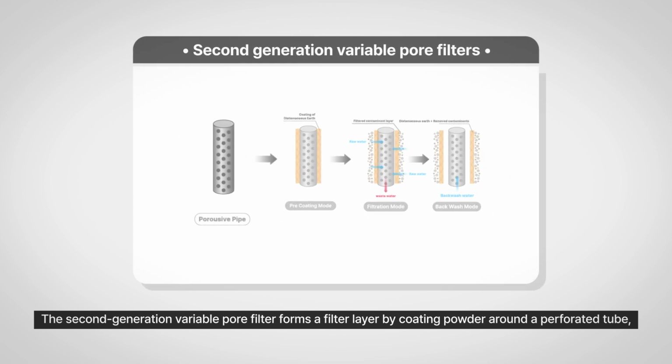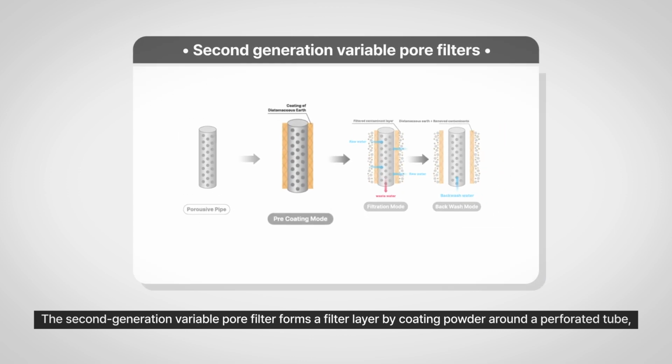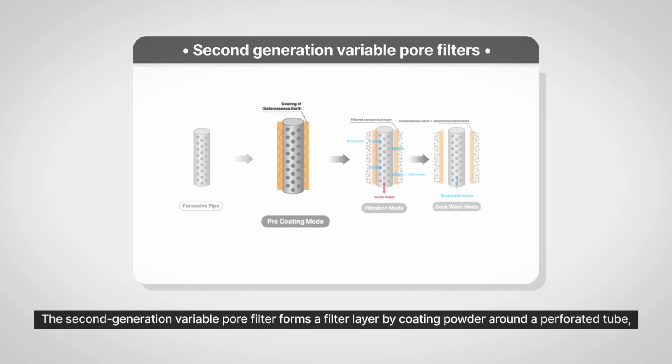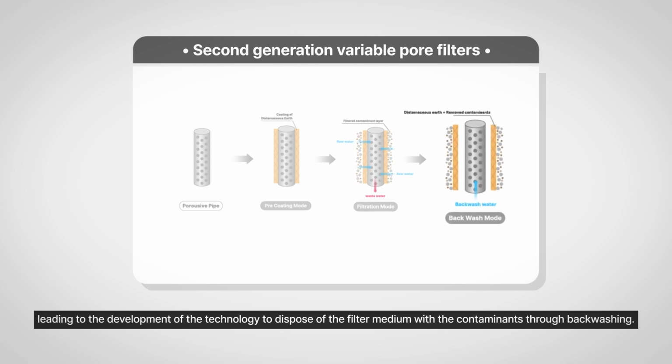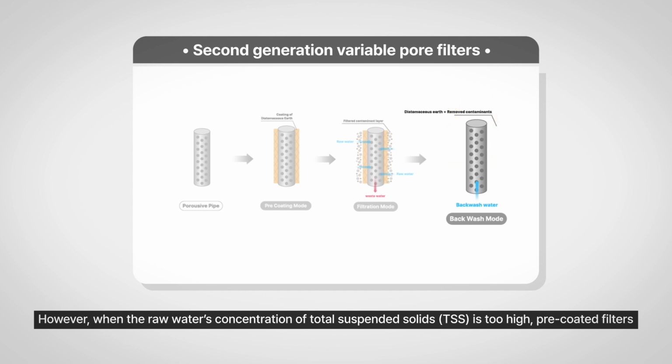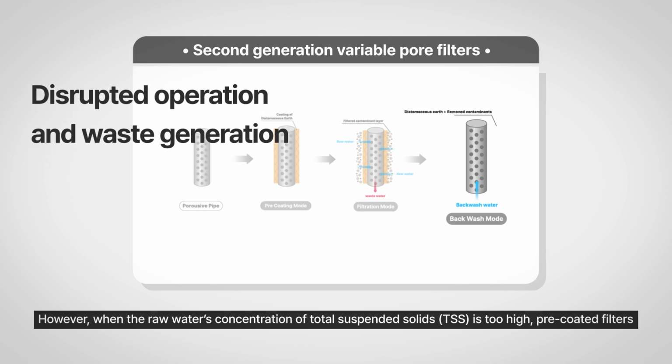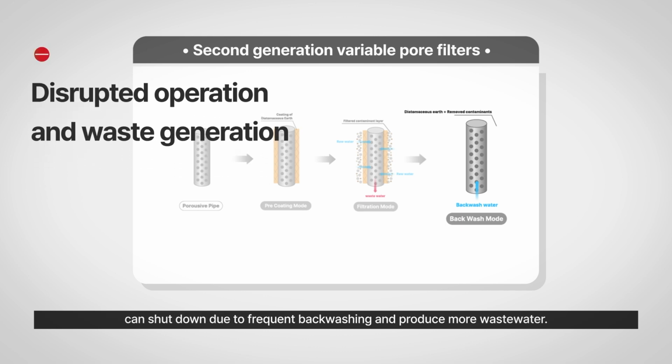The second-generation variable pore filter forms a filter layer by coating powder around a perforated tube, leading to the development of the technology to dispose of the filter medium with the contaminants through backwashing. However, when the raw water's concentration of total suspended solids is too high, pre-coated filters can shut down due to frequent backwashing and produce more wastewater.